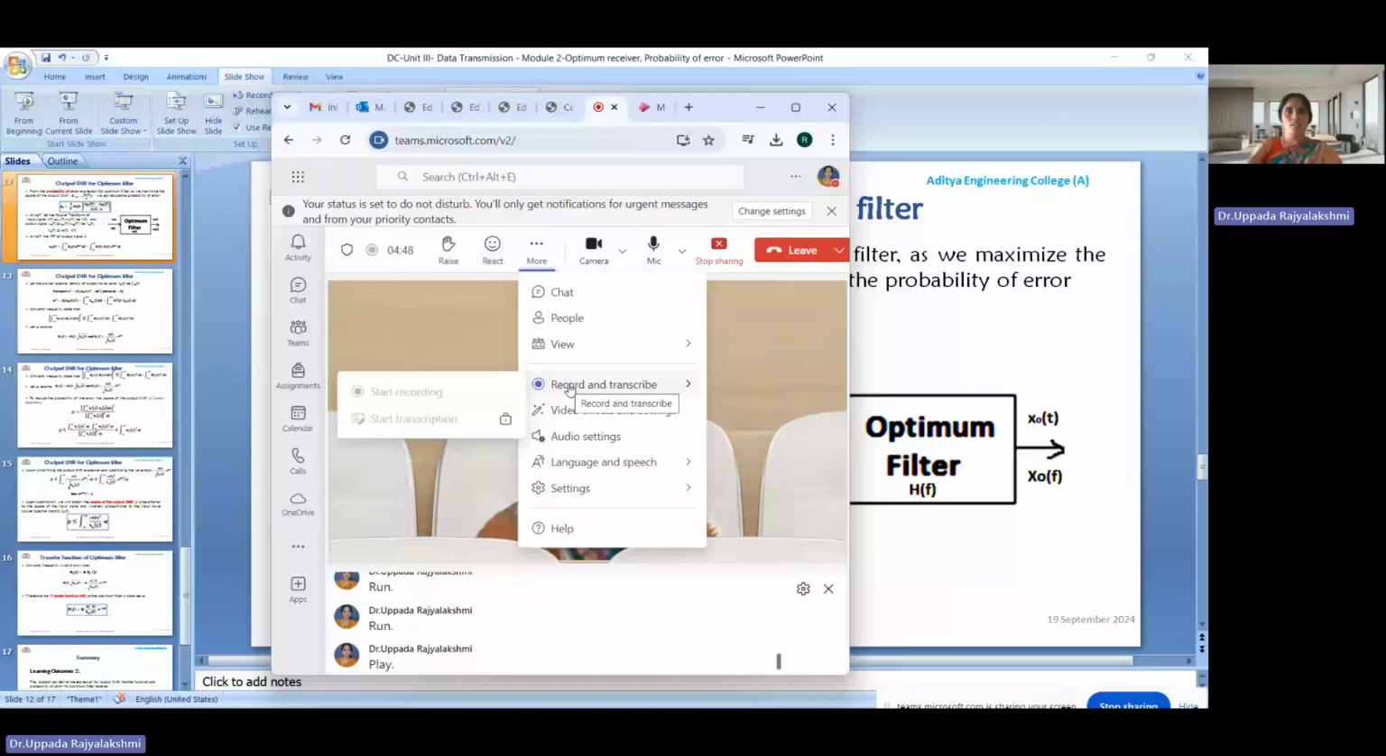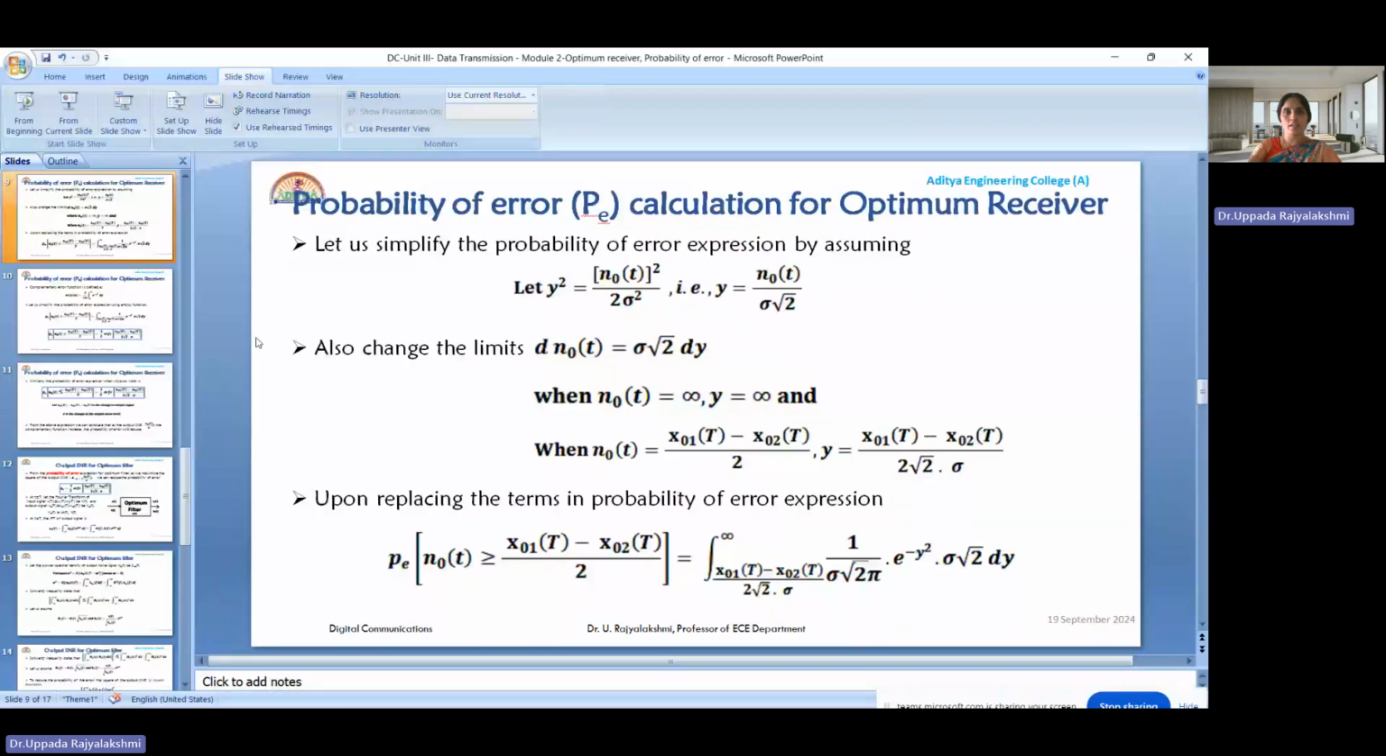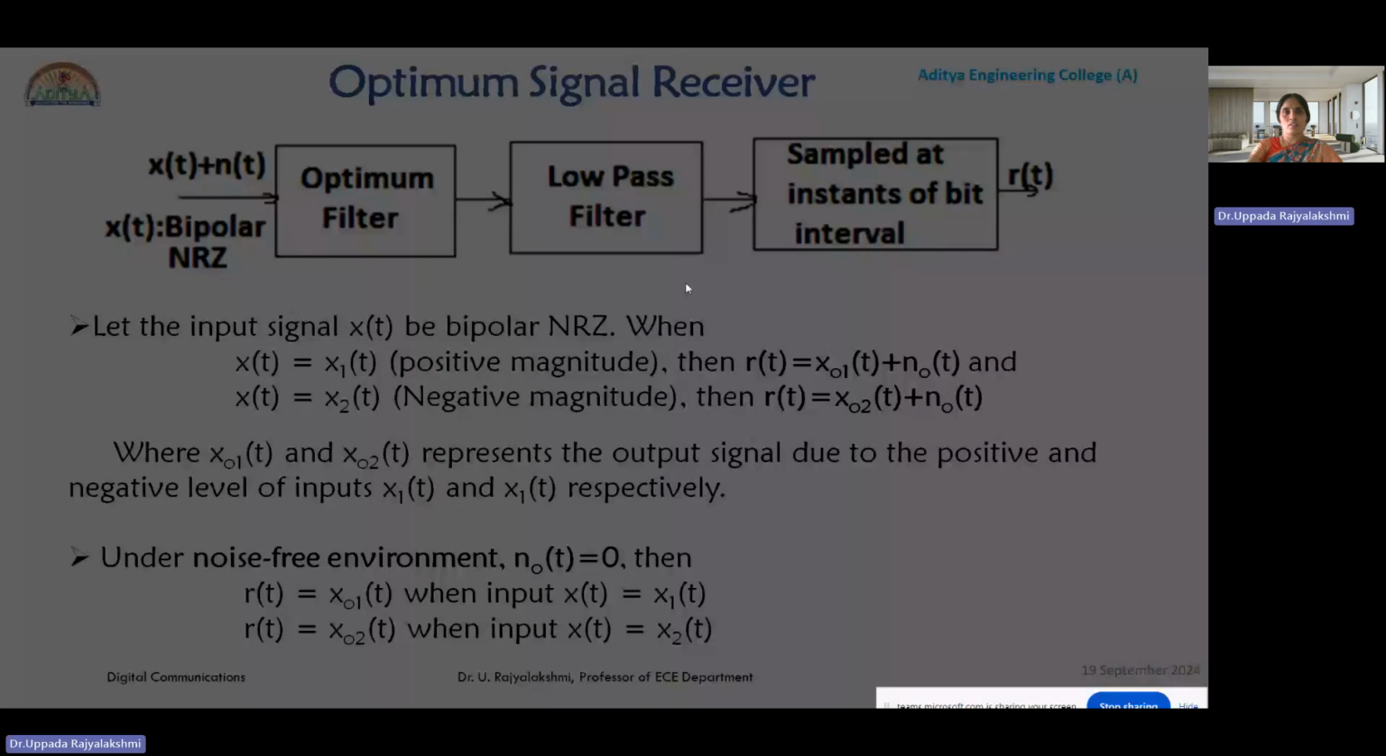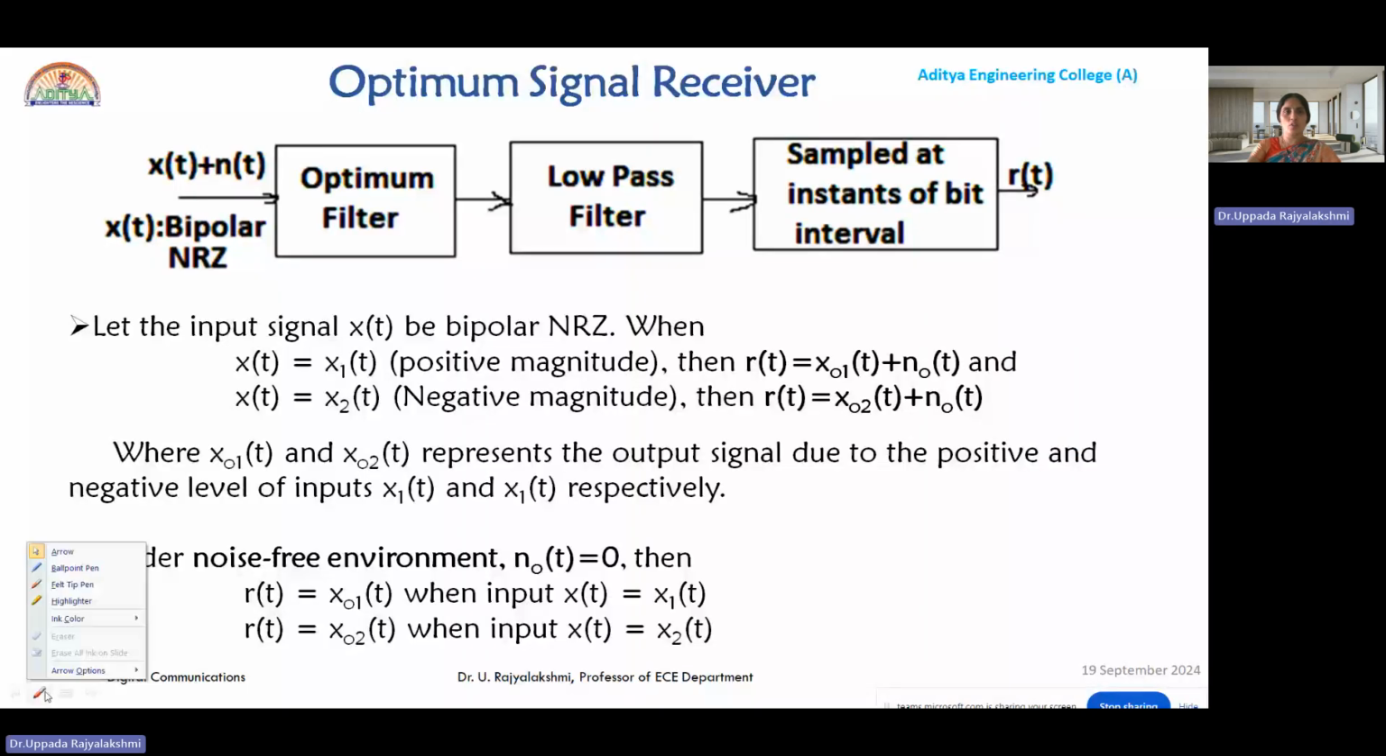Hello everyone. In this module, we will discuss the probability of error calculation for the optimum filter receiver. In the previous module, we calculated the probability of error for the baseband signal receiver, where we considered the input signal as x of t. When it is sent through the channel, we assumed the added noise as n of t. So we have considered the input additive noise. Therefore, the overall signal at the receiver becomes x of t plus n of t.